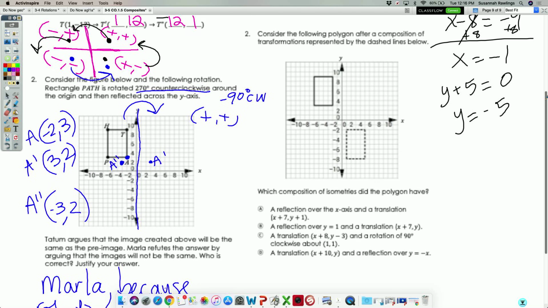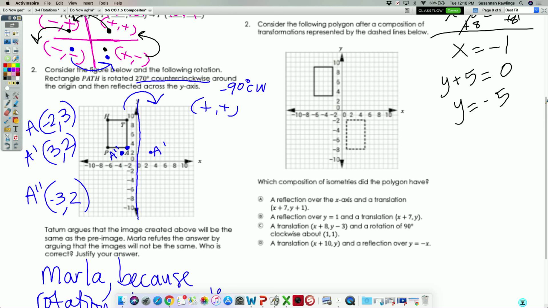Last one. Consider the polygon after the composition of transformations represented by the dashed lines below. So it's telling me my pre-image is the one that's solid, and this is after 2 transformations. You're given 4 different options. Best way to do this, process of elimination. So let's notice what's going on at first anyways. What's one that we can already eliminate? My 3 are translation, reflection, rotation. What's one that we can really just eliminate? I'm saying out of those 3 options, translation, reflection, rotation, which one would this not be?